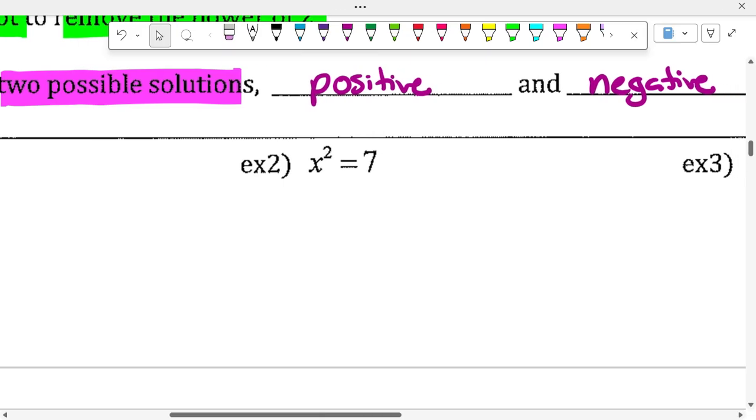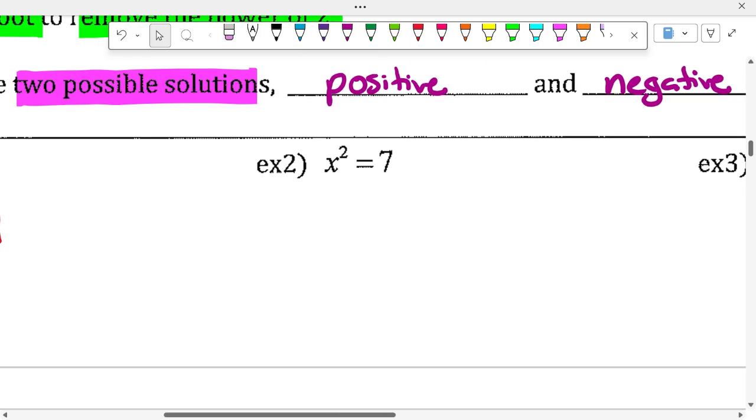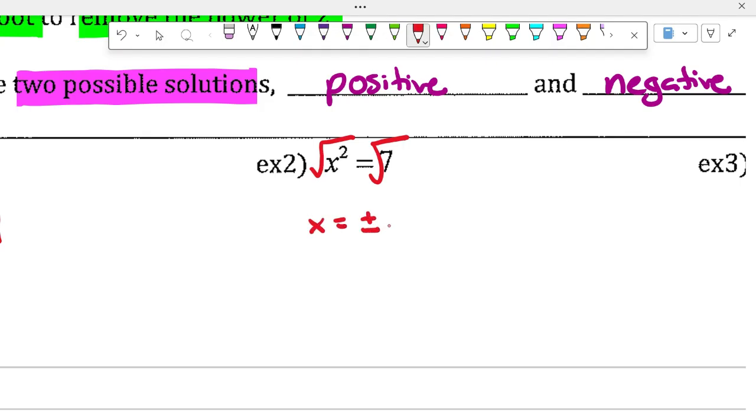What about this one? Square root both sides. Can we simplify the square root of 7 any? No. So x is equal to plus or minus the square root of 7. So even though the square root of 7 can't simplify, it's not a perfect square, you still got to throw that plus or minus in front of it. Because we're saying it can either be positive square root of 7 or negative square root of 7.